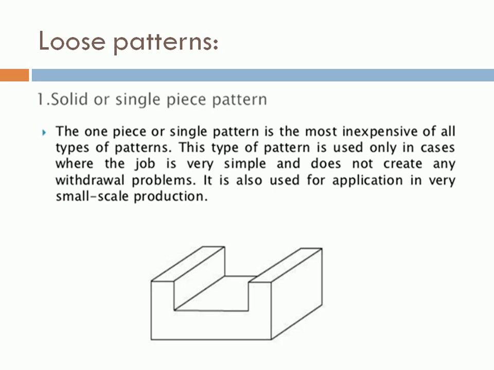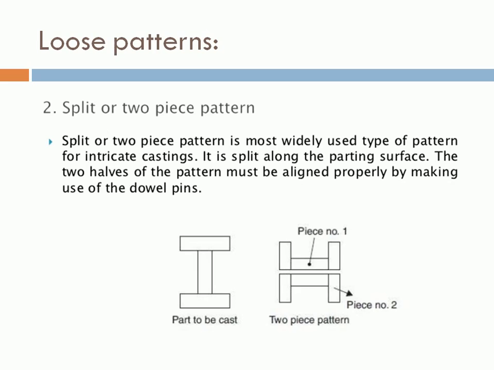Only one piece, a single pattern, is the most inexpensive of all types of patterns. This type of pattern is used only in cases where the job is very simple and does not create any withdrawal problems. It is also used for applications in very small scale production. That is the single or solid piece pattern. The second one is the split pattern, or in other words, we can also say two piece patterns.